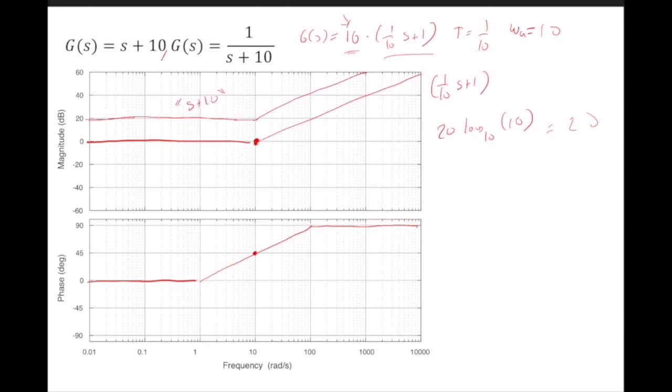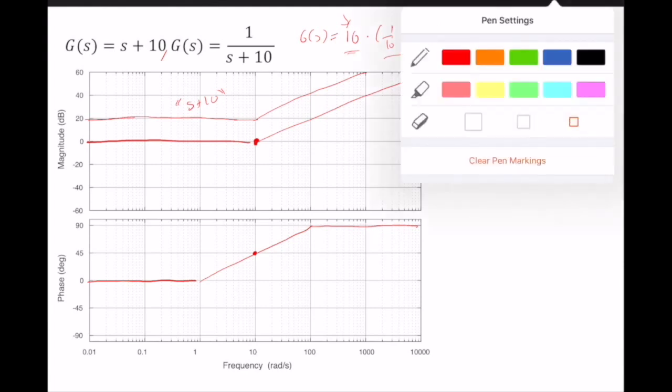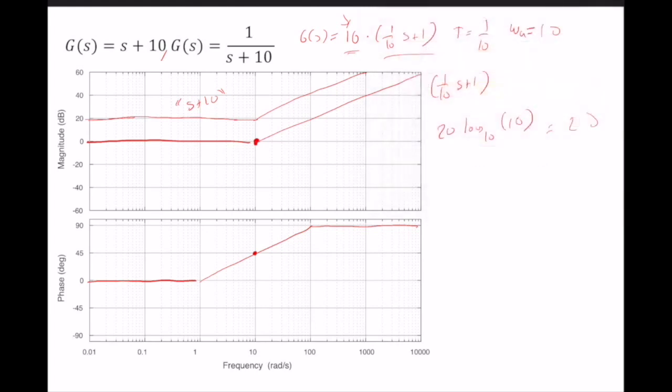Okay, good. So let's clean the other one. And you can see a multiplication of a constant doesn't change the phase, which is an expected result. Okay, I can clean everything here. And let's change the color to this. Okay, what about 1 over s plus 10?